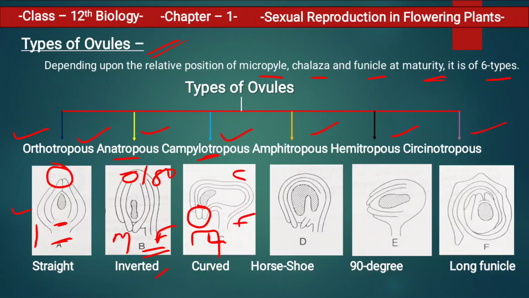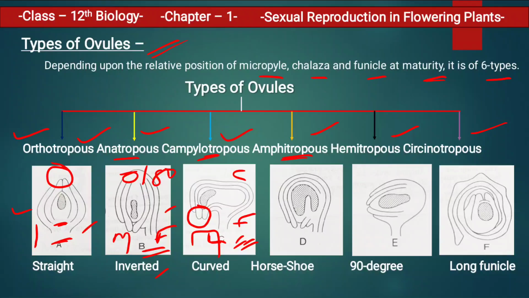In the previous two, the straight ovule and the inverted ovule, micropyle and chalaza are in a straight line. But in campylotropous, micropyle and chalaza are not in a straight line. Clear? And chalaza and funicle form a 90 degree angle. So that is known as what? Campylotropous. It is generally found in the Chenopodiaceae family and others.